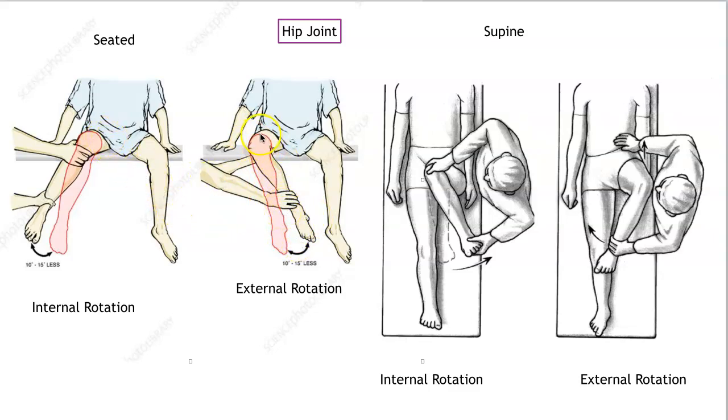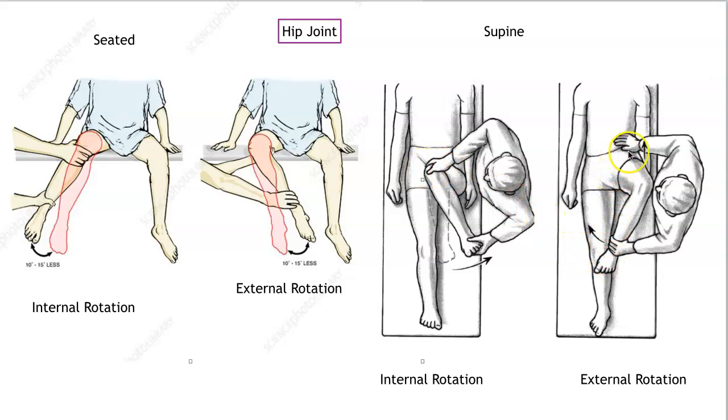Internal rotation, external rotation. Don't look at the leg. You're looking at what is happening with the long axis of the femur here. Same thing if your patient is in the supine position. This is going to be internal rotation. The long axis of the femur is rotating towards the midline.